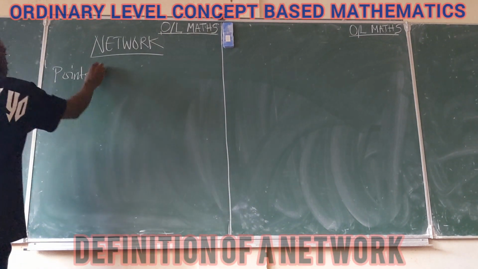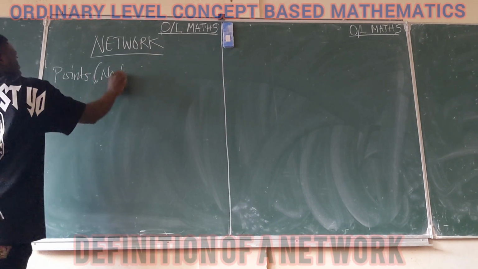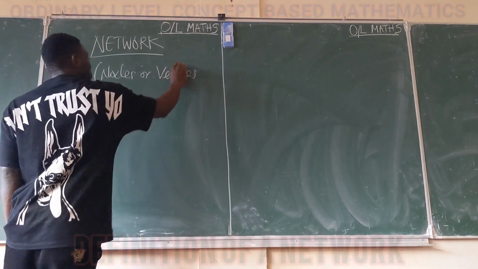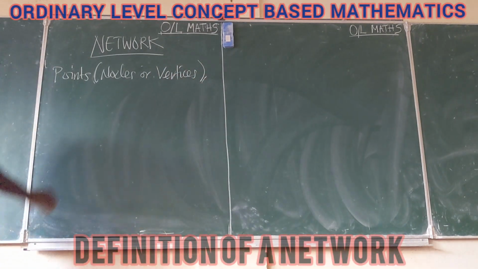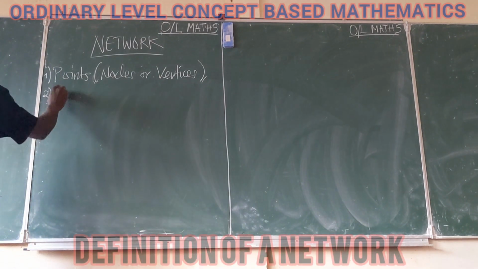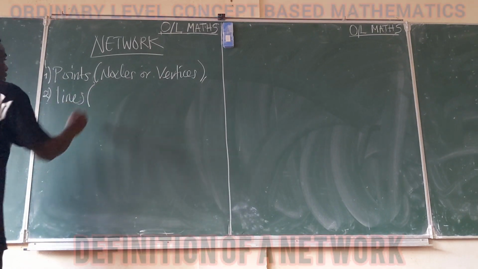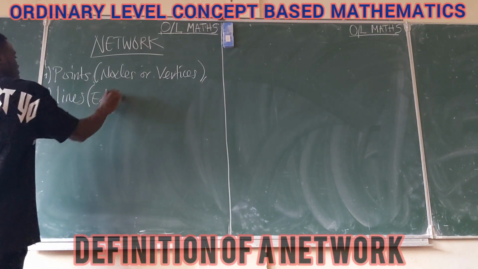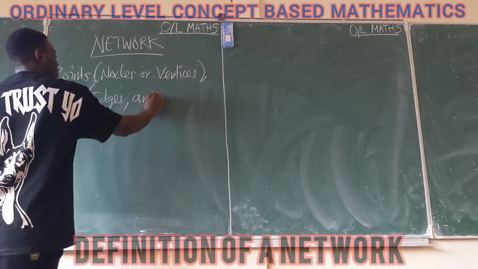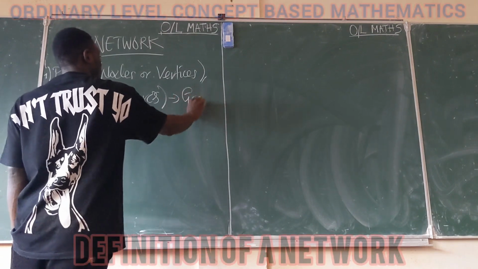These points are called nodes or vertices. This is the first point. 2. It consists of lines, which could be edges, arcs, and all of these are called graphs.